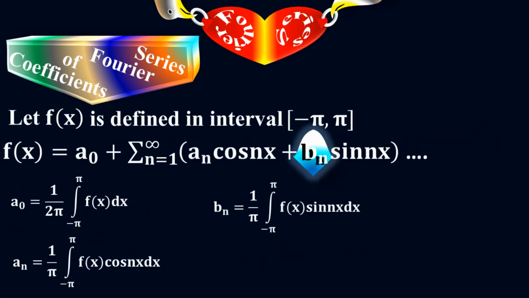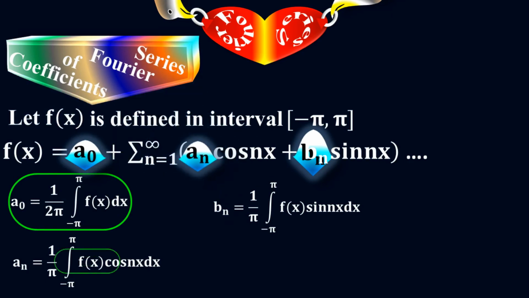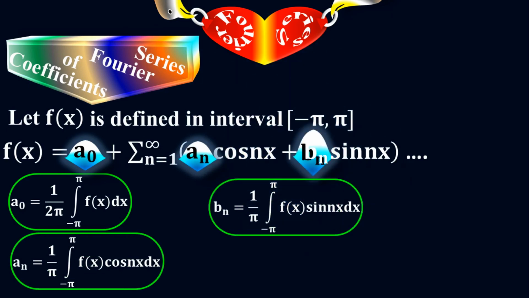B sub n equals 1 over pi times the integral of f of x times sin nx dx. So the formula for the coefficient a sub naught is here, the formula for the coefficient a sub n is here, and the formula for the coefficient b sub n is here. That is how I derived all the formulas for the coefficients of Fourier series.